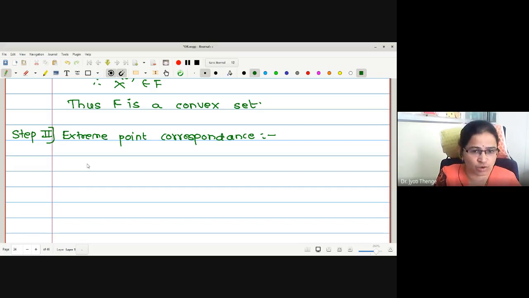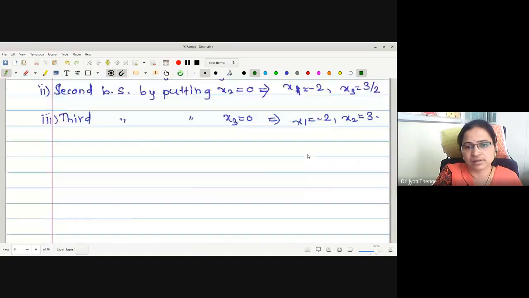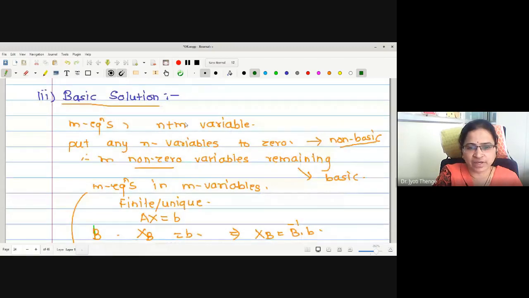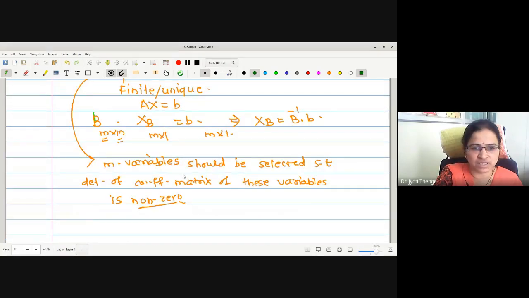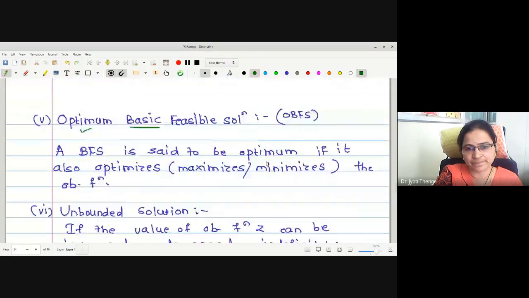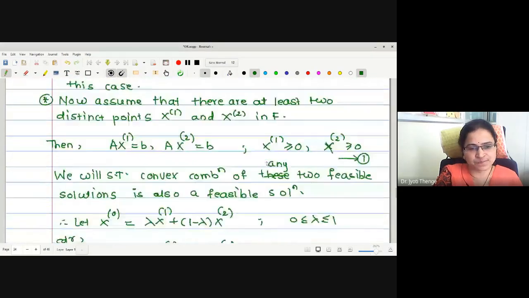Let us recall what a basic feasible solution is. Out of m plus n variables, we keep any n variables at 0, which are called non-basic, and the remaining m non-zero variables are called basic, and then we solve this system of equations. Here we have seen how Ax equals b is converted to BxB equals b. Correct? Now we are going to use the same aspect.